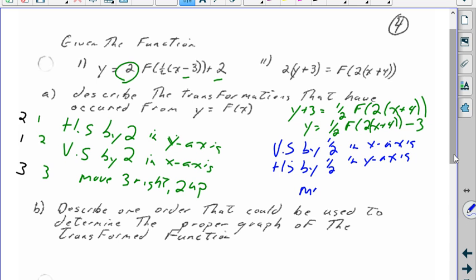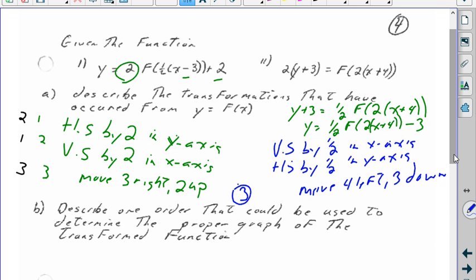And move 4 left, 3 down. Again, the order that it must happen is that guy must occur third. I can flip, I can stretch, I can reflect, whatever, but I have to move left.